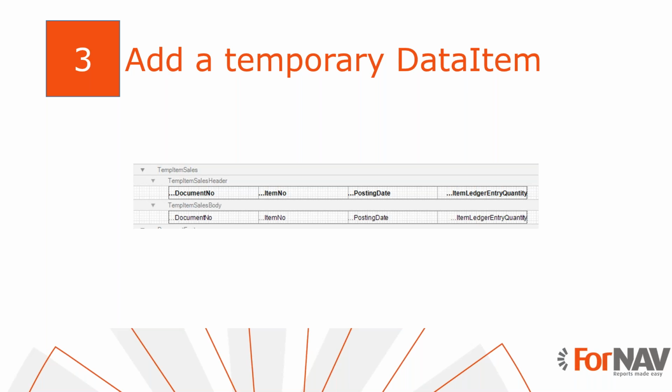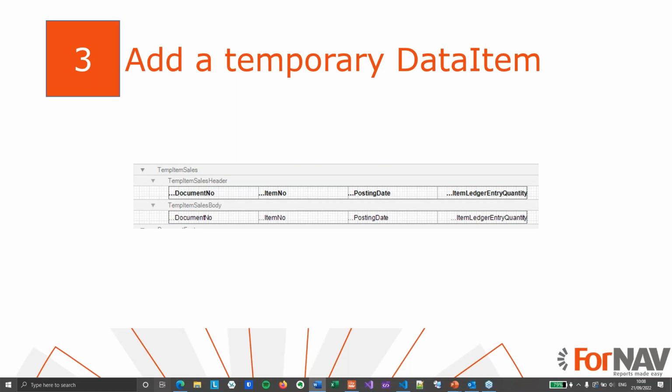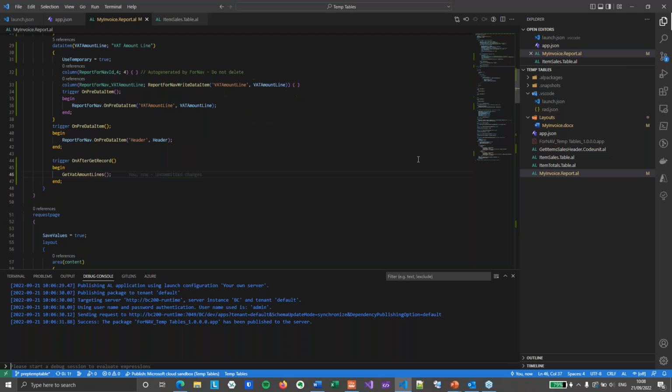Of course, it may also happen that we need to add a temporary data item for which we need to write our own logic. The first step to do this is to add a data item, and this can be an existing table or a new specific one. And specifically for this webinar, I've created a new table. So let's go and have a look back in VS Code.